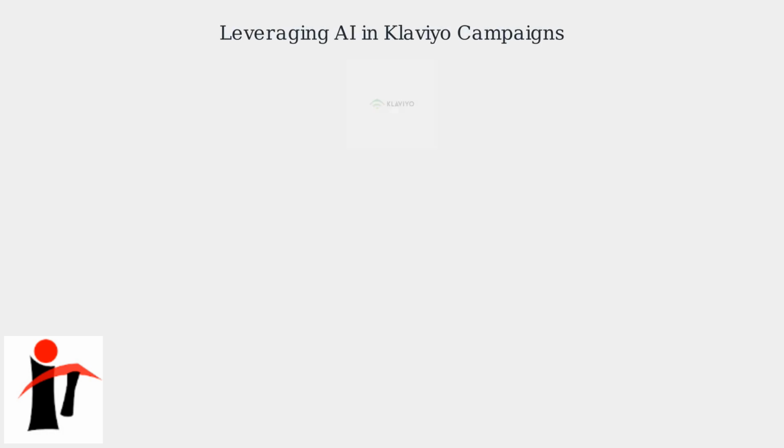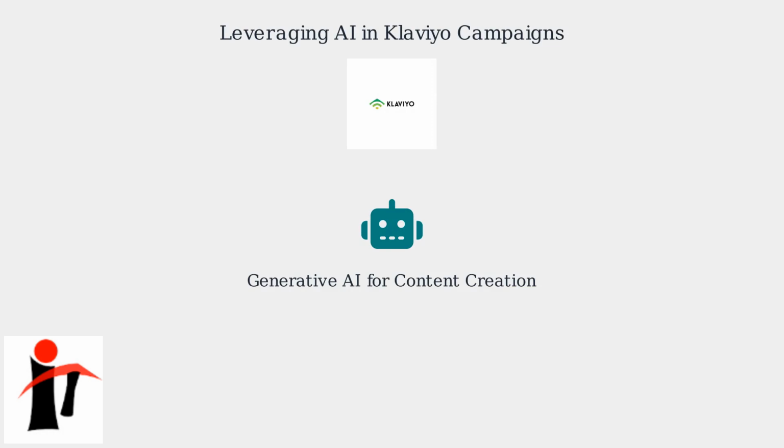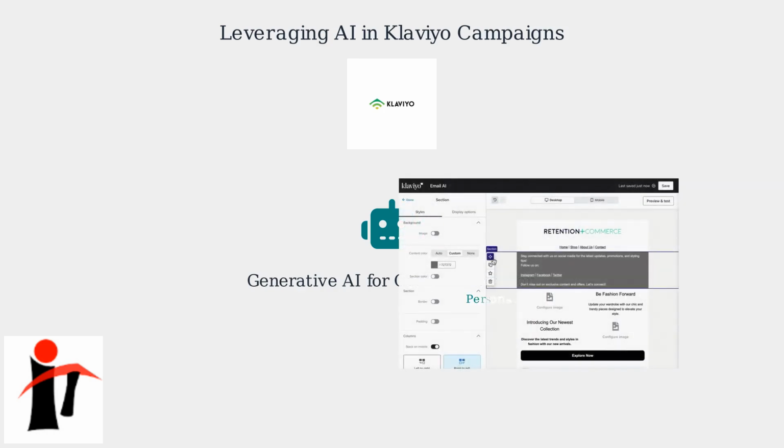Klaviyo integrates AI to enhance email campaign creation. AI can generate personalized email content based on customer data, making campaigns more relevant and engaging. The AI analyzes customer profiles to create tailored email copy. For example, it can personalize recommendations based on past purchases or browsing behavior.